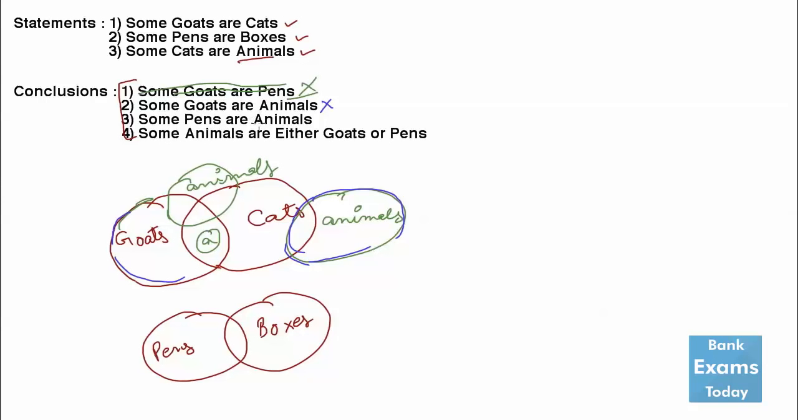Some pens are animals. There is no relation between the pens, boxes with this graph, so cut it out. Some animals are either goats or pens. So here are the diagrams for the animals. So animals can be this circle or this circle or this circle. So we can't conclude the fourth conclusion as well. So none of the conclusions follows.